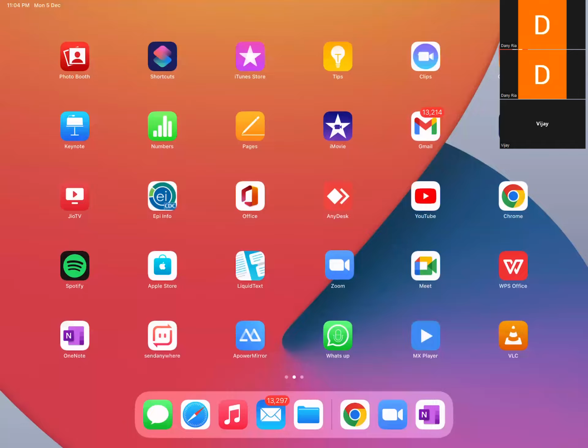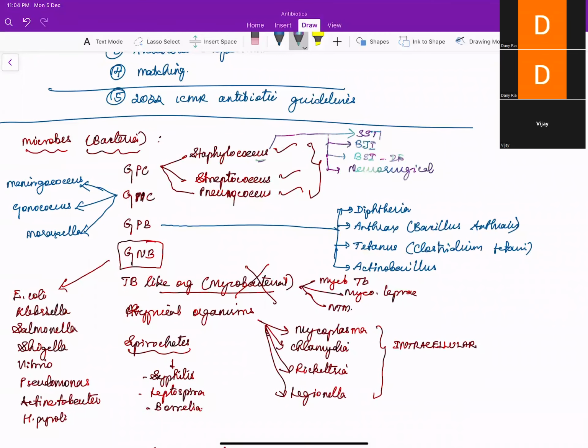Okay, so in short, Staphylococcus causes skin and soft tissue infection, bone and joint infection, and anything related to blood. Anything which communicates from the skin to the interior is going to cause infection.